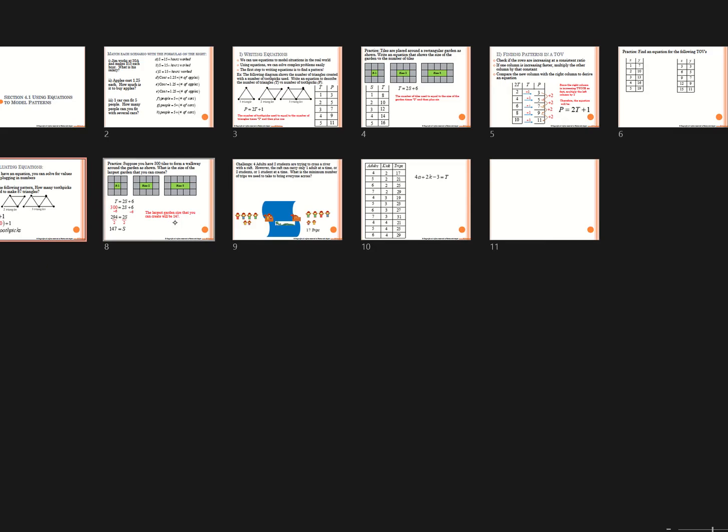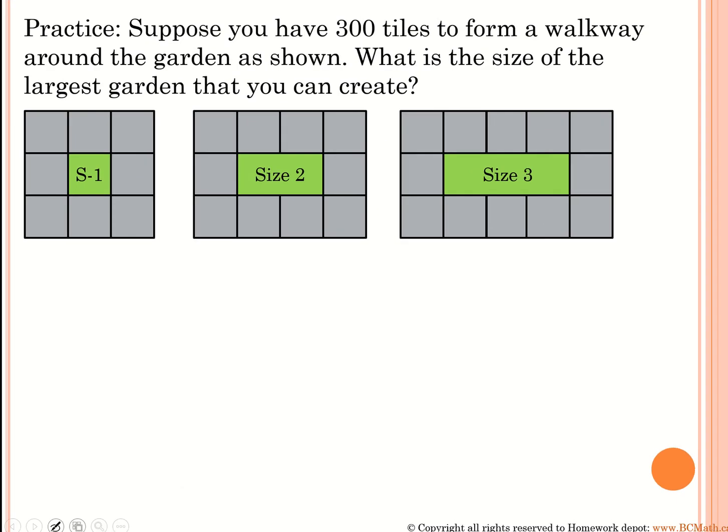So let's go back to this one here. Suppose you have 300 tiles to form a walkway around the garden. So what's the size of the largest garden that you can make? So right now instead you have 300 tiles, and you want to know what size you can work with. So again, here's the formula. 300 tiles, so that means that T is the number of tiles. This T would then be 300. So you plug that in. So 300 equals 2 times the size plus 6.